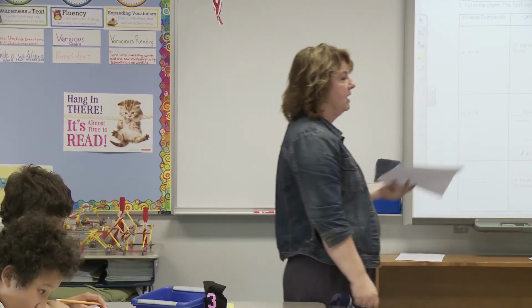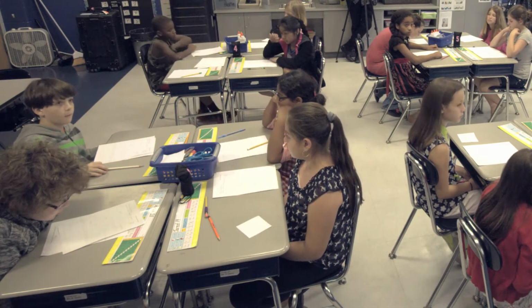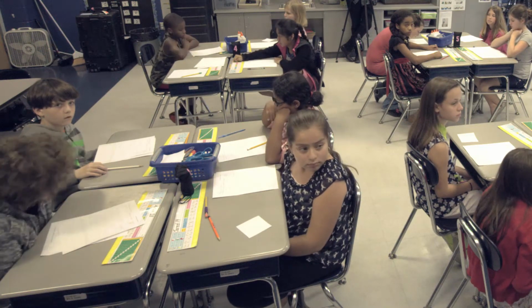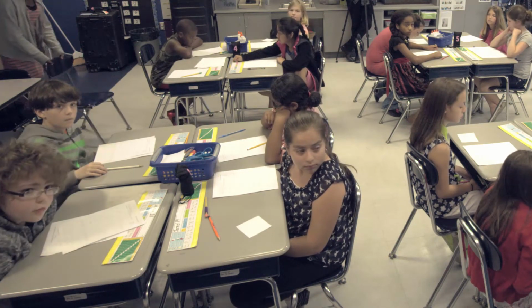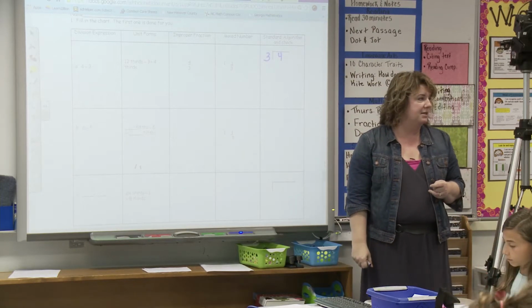How would I write that as a standard algorithm? Yes. What is being divided? The 4. The 4 is being divided by the 3. So everyone make sure that you're paying attention to that.